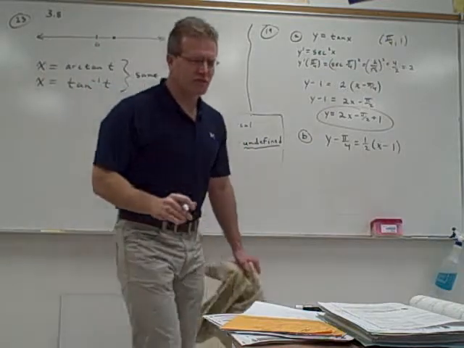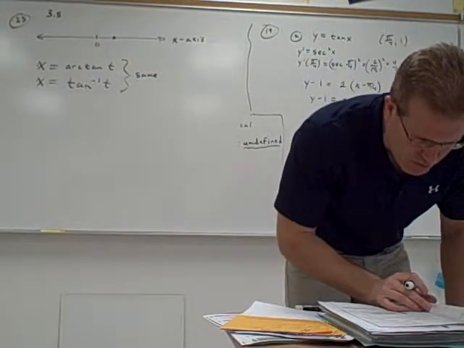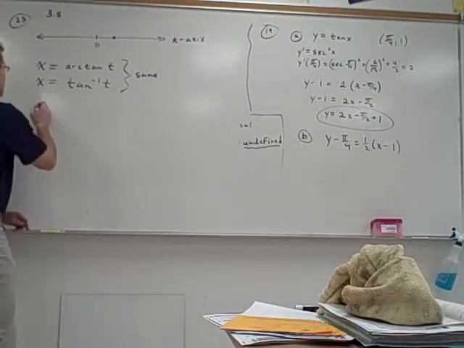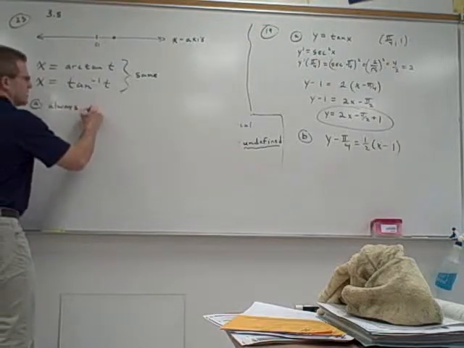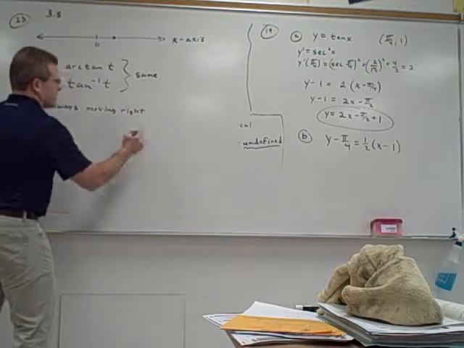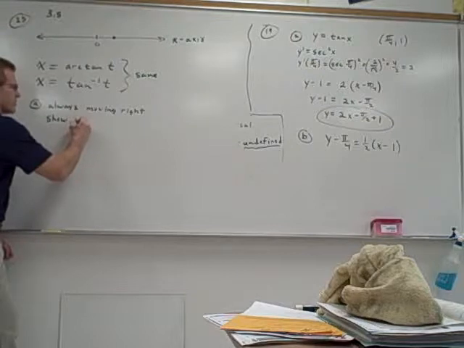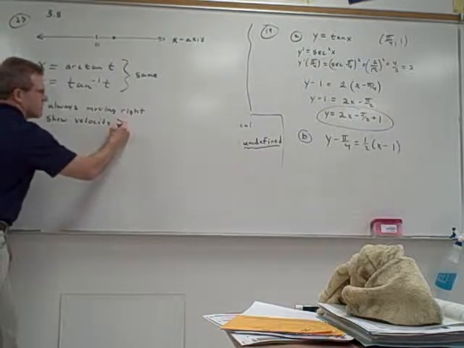So the first thing they ask you to do on this one is to prove the particle is always moving to the right. So if it's always moving right, what's that tell you about the velocity? It's positive, yeah. So what we need to show is that the velocity is always greater than 0.